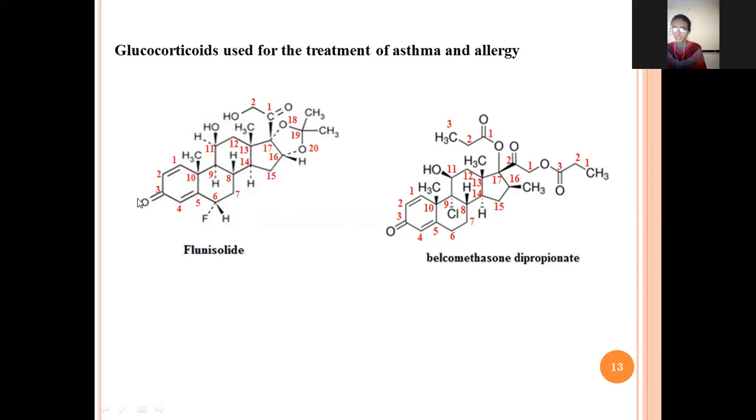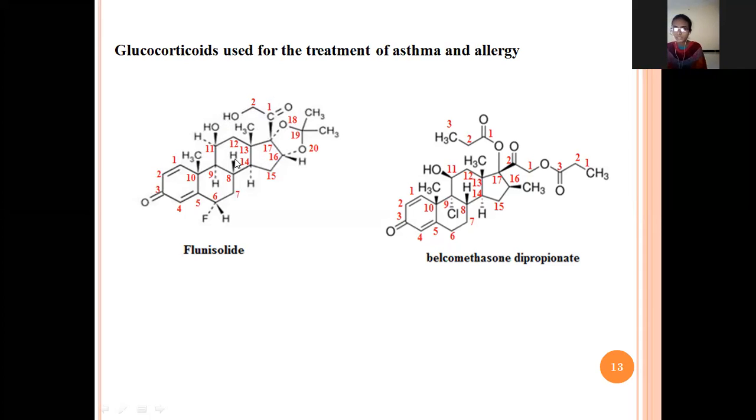In the third position oxygen, in 10th and 13th position the methyl group is attached, in 10th, 13th and in 19th position 4 methyl groups are attached, and here in the 6th position the fluorine group is attached. Here in 11th position the one of the hydroxyl group is attached. In 17th position 2 hydroxy acetyl group is attached.